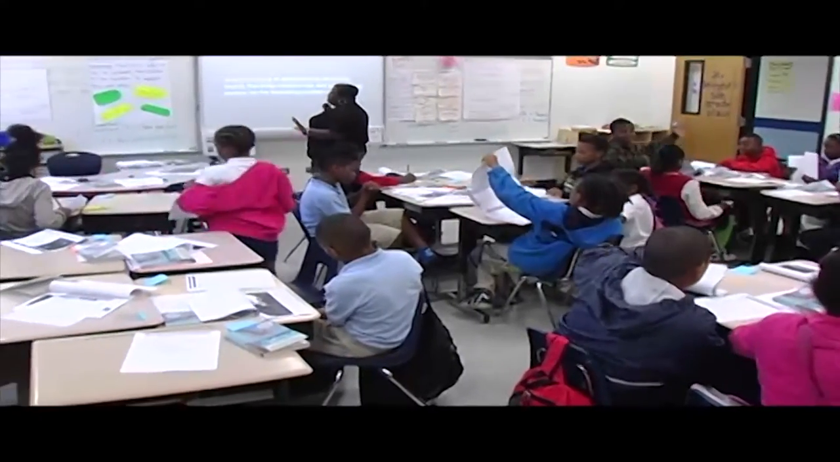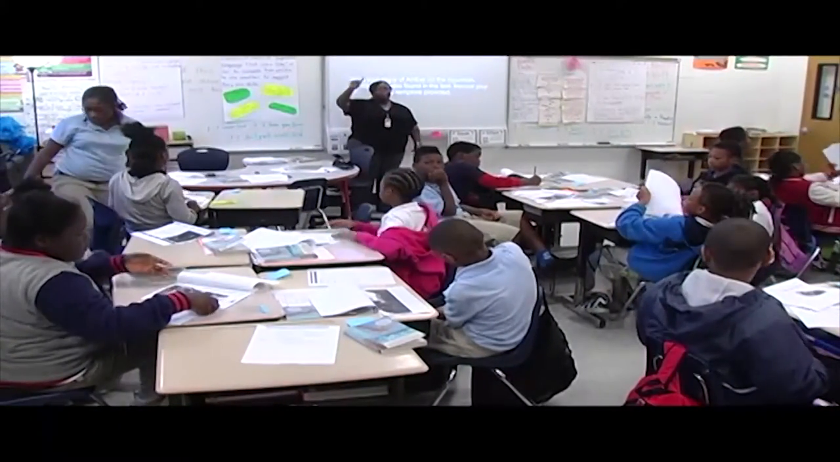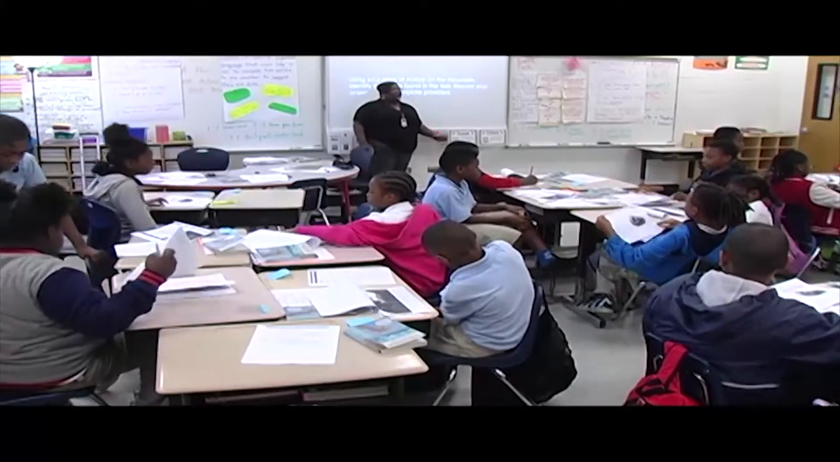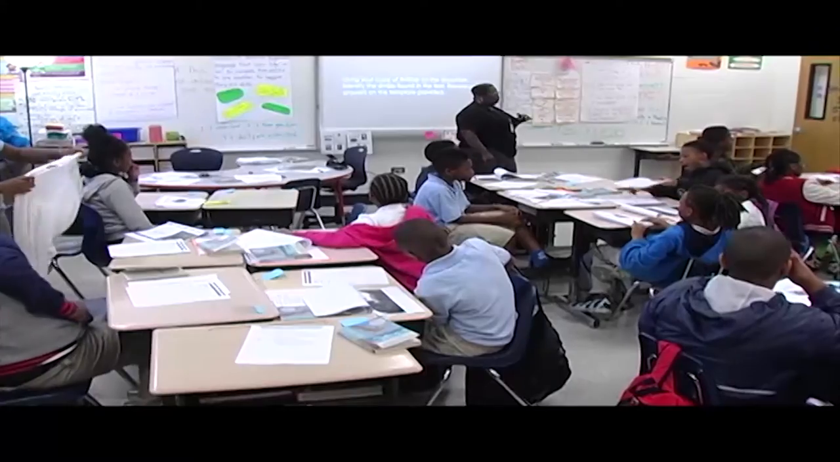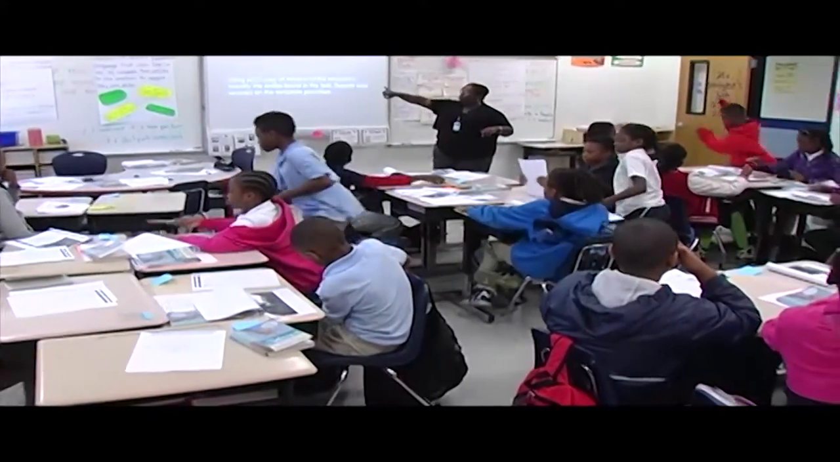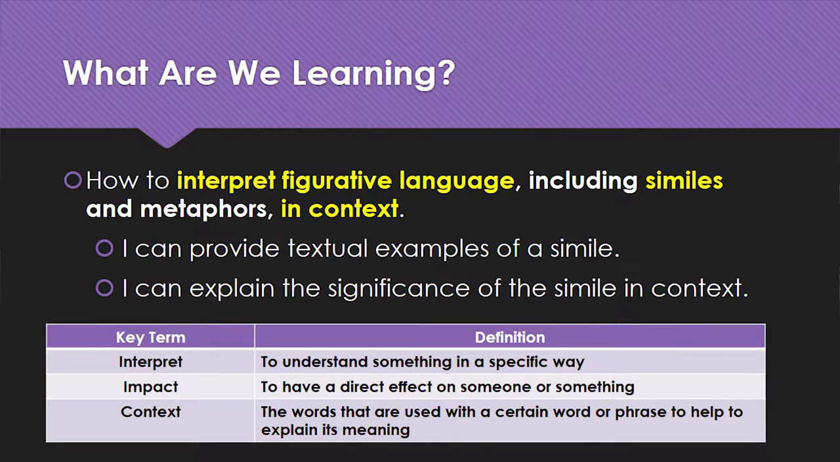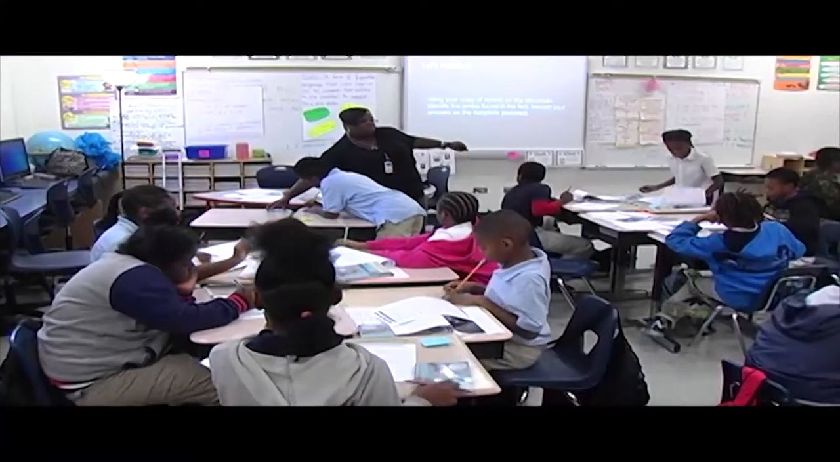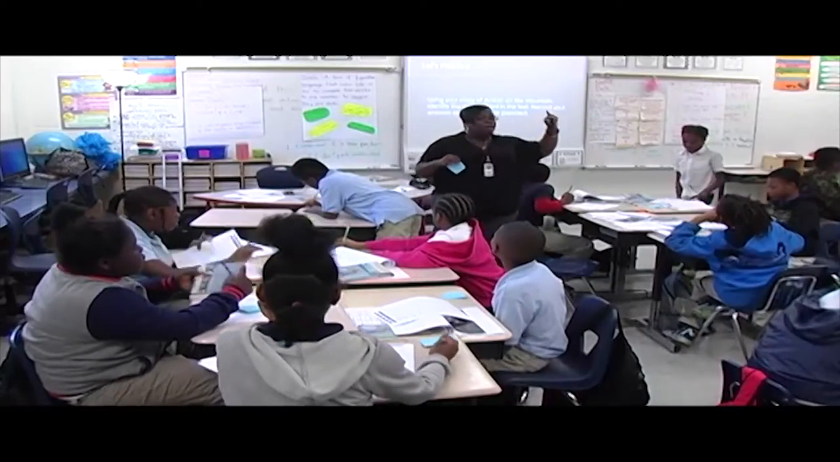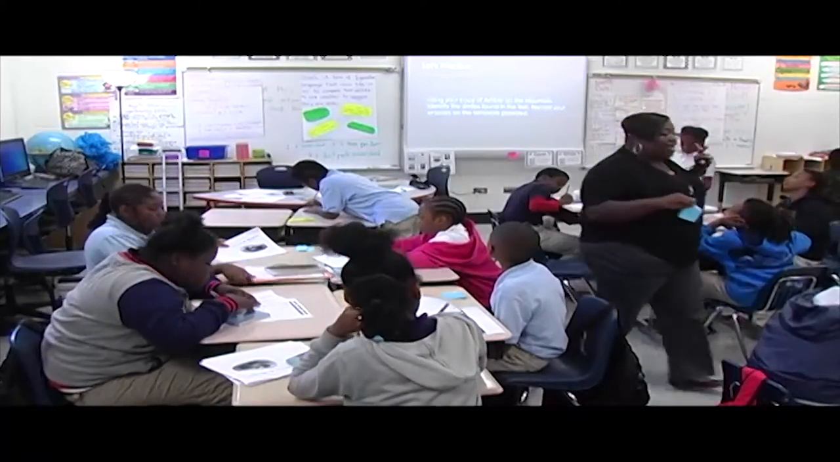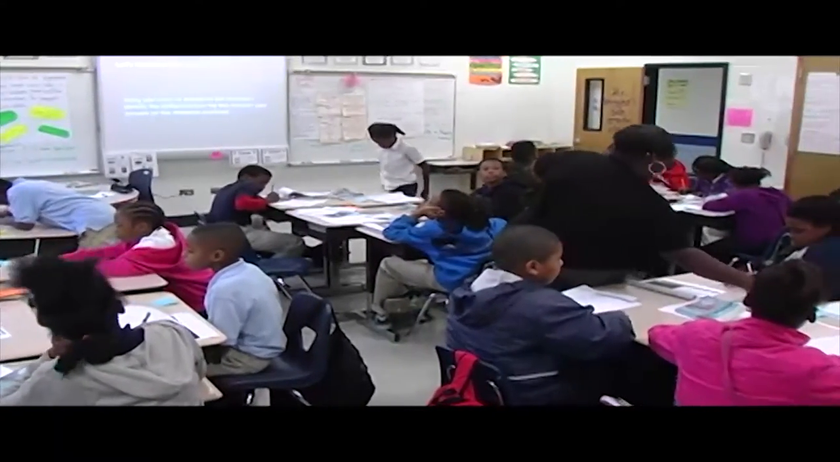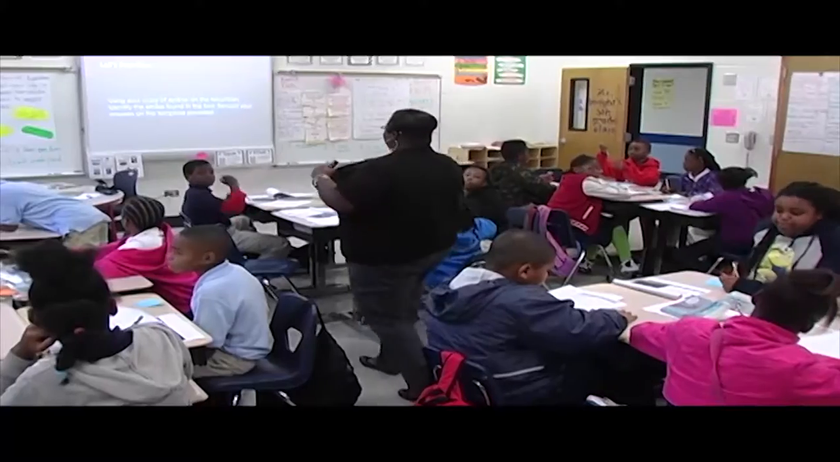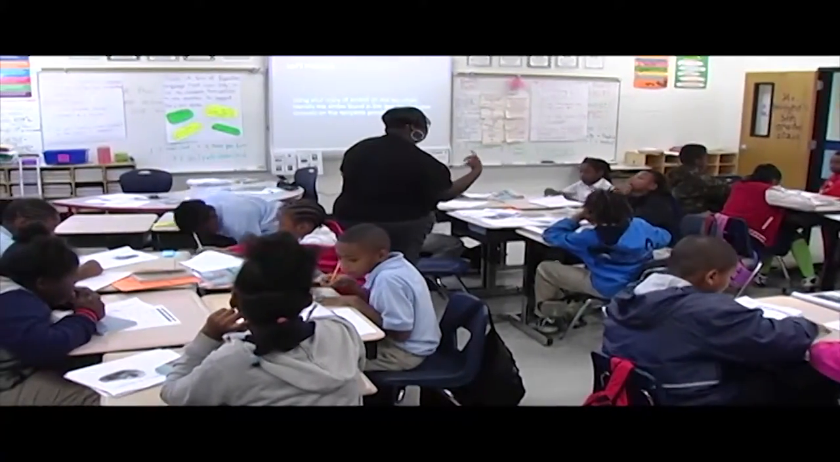Now, I want you to pause really quickly. And on your blue sticky notes that are on your desk, I want you to think about what our goal was for today. We wanted to interpret figurative language, including similes and metaphors in context, focusing on how similes are used in context. On a scale of 1 to 3, with 1 being I understand, 2 being I still have some questions, and 3 being I don't quite understand, write down a number of your comfort level with what we've learned.